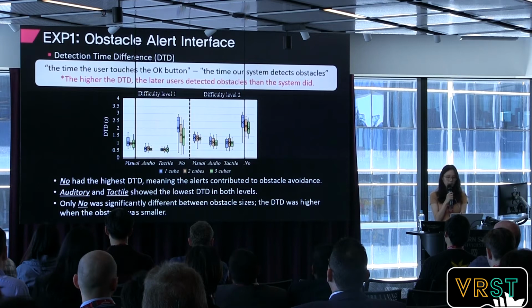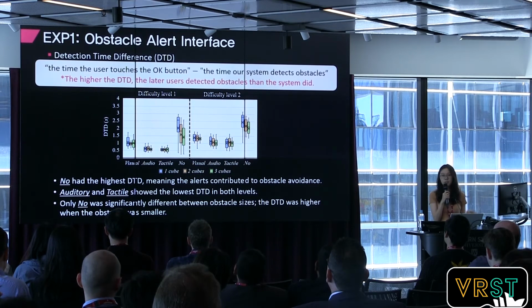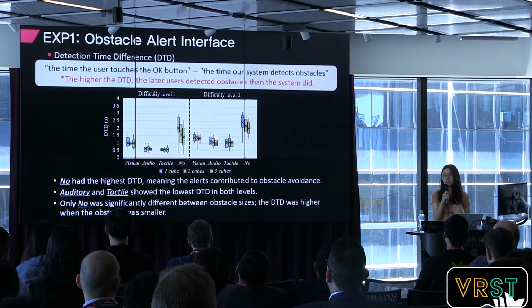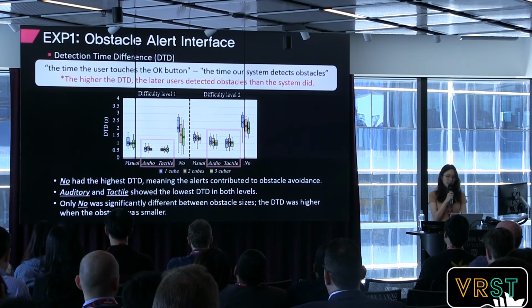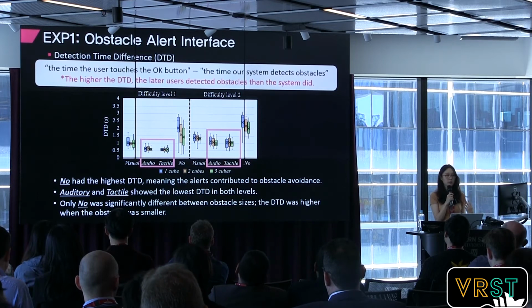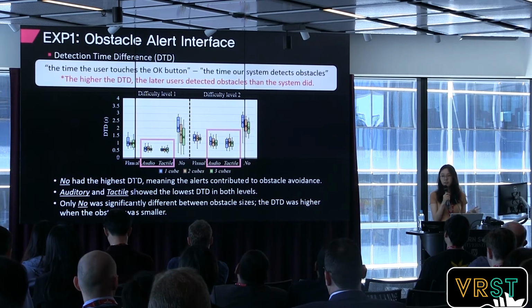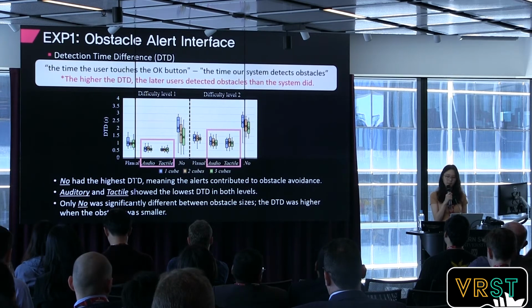Now, as for the results, for both difficulty levels, No had the highest DTD, meaning that the other 3 modality alert methods were actually effective and contributed to the obstacle avoidance. And auditory and tactile showed the lowest DTD for both levels. And finally, No was the only alert method that had significant difference in terms of DTD when it came to obstacle sizes. This means that the other methods were generally effective regardless of the size of the obstacle.